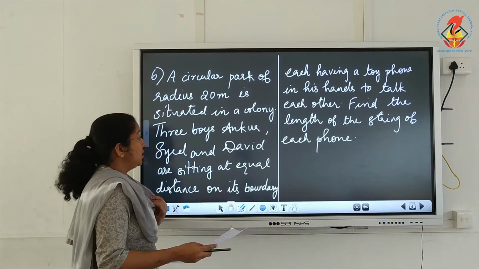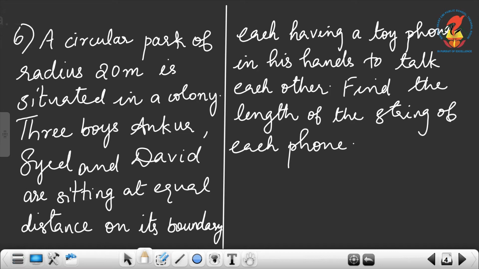Next, sixth question. A circular park of radius 20 meter is situated in a colony. 3 boys, Ankur, Syed and David, are sitting at equal distances on its boundary, each having a toy phone in his hands to talk to each other. Find the length of the string of each phone.